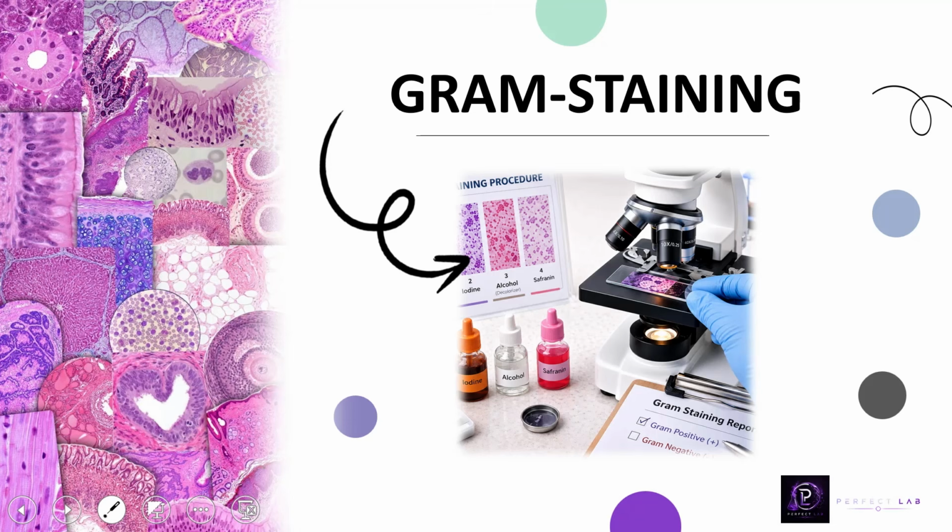So have you ever wondered how microbiologists identify and differentiate bacteria under a microscope? Gram staining is a fundamental laboratory technique that separates bacteria into gram-positive and gram-negative groups based on differences in their cell wall structure. So in this video, I will discuss the principles of gram staining, the importance of proper smear preparation, and the step-by-step staining procedure used to achieve accurate and reliable results in the microbiology laboratory.